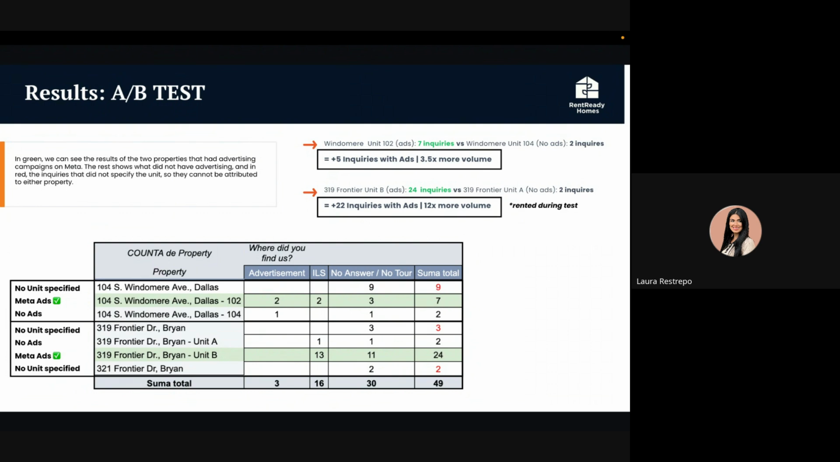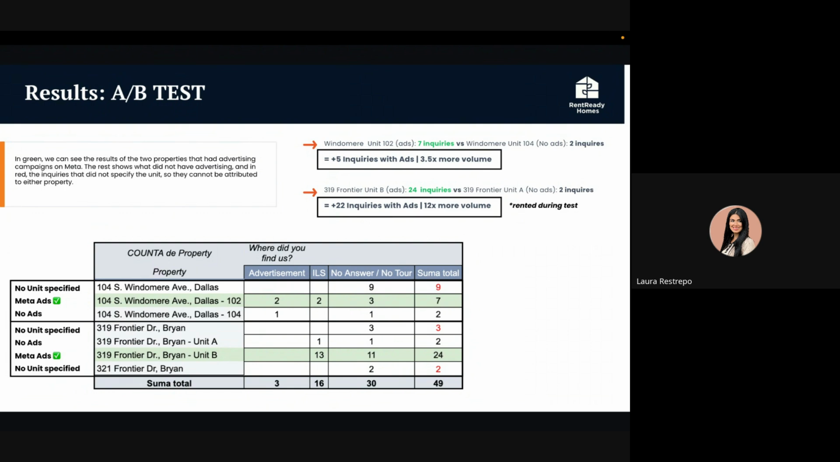The line that you read, no unit specific, means we don't have data from the lead, so there are a lot of white spaces in the information. So we don't know if those leads, for example in Windomer we have 9, come from unit A or the second property. This is something we need to double check because the data is not complete. But for the rest, we can see here the total amount of inquiries that are coming from advertising, right? This is something general.